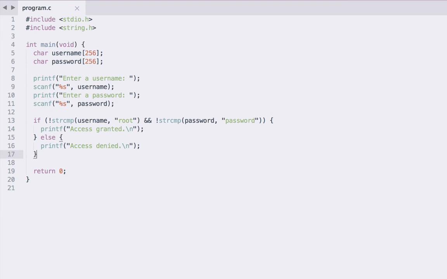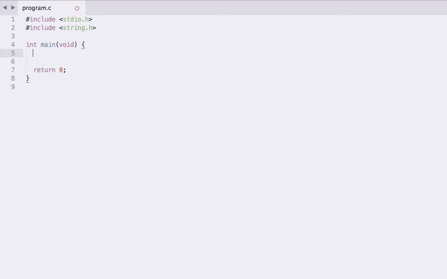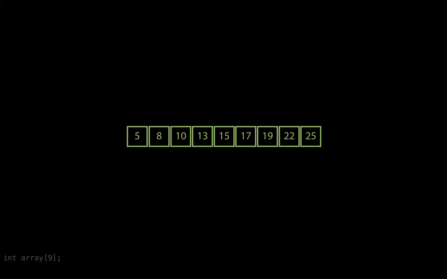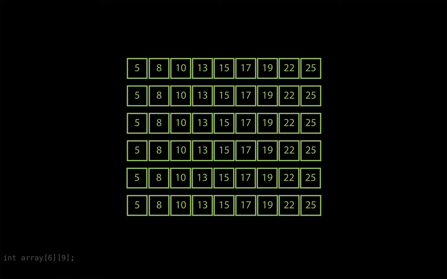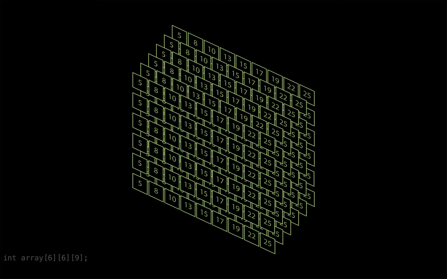Now lastly, if we just get rid of this code we've written so far, we can also have multi-dimensional arrays in C. That is, arrays of arrays. So if you imagine a normal array just being a one-dimensional line of things, you could imagine an array of arrays being a two-dimensional table of things. Or an array of these, so an array of arrays of arrays, being this three-dimensional thing.